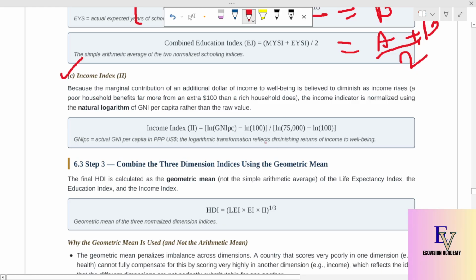So again, suppose someone is having a GDP per capita income of, let me say, 30,000. Okay, 30,000.